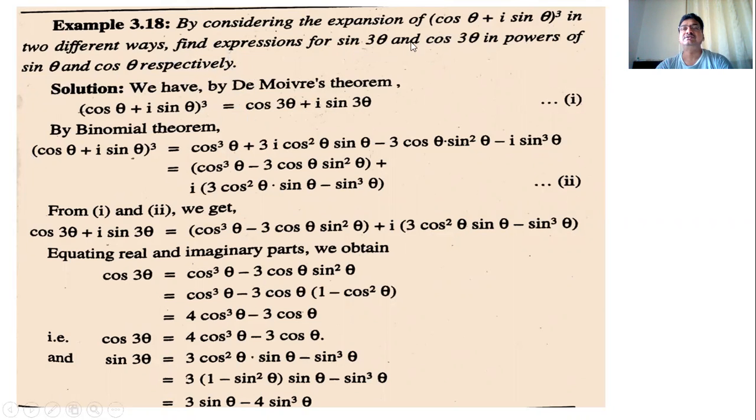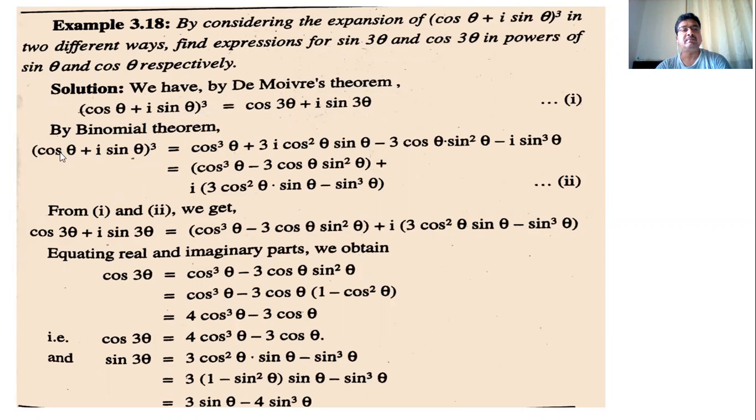That is, we have to consider the expansion of (cos theta plus i sin theta) raised to 3 in two different ways. First, by using De Moivre's theorem, what do we have? (cos theta plus i sin theta) raised to 3 is cos 3 theta plus i sin 3 theta. This is by using De Moivre's theorem, and the second way is by using the binomial theorem.